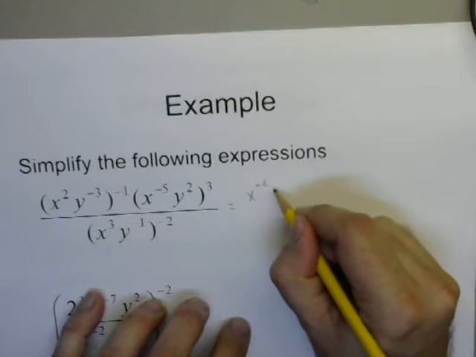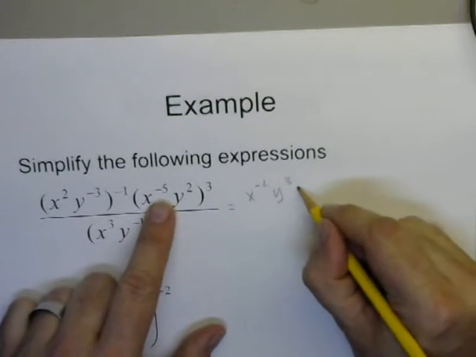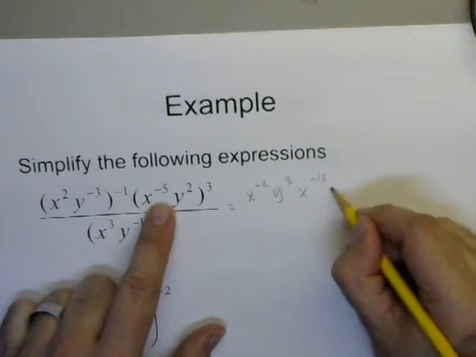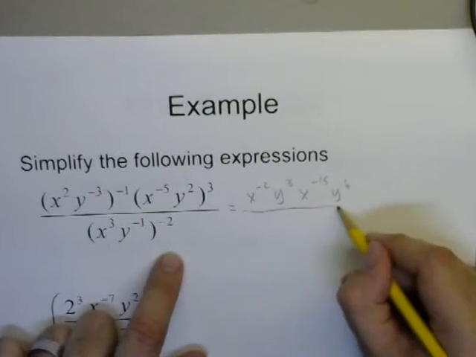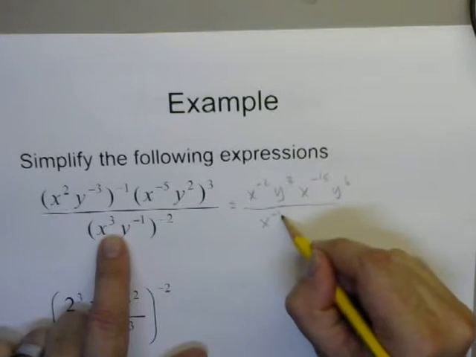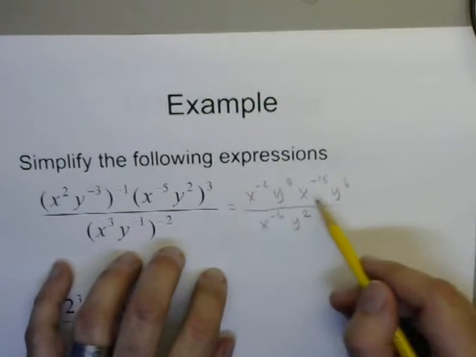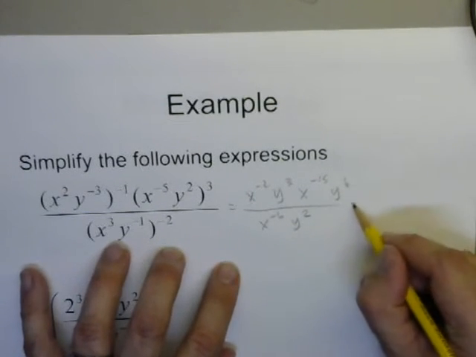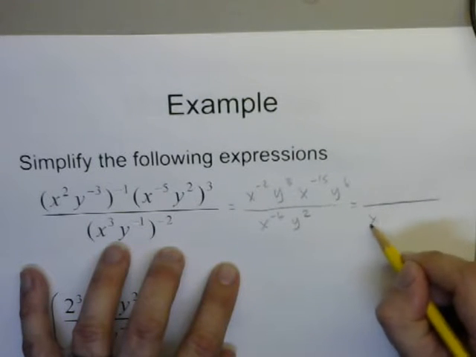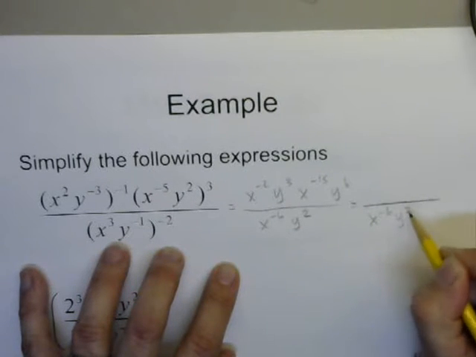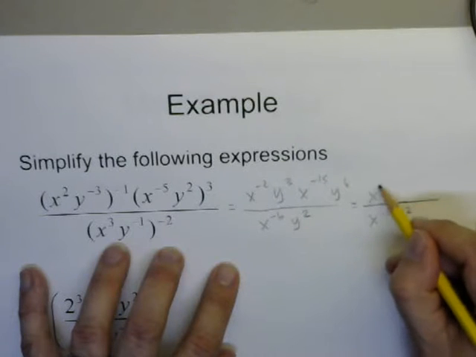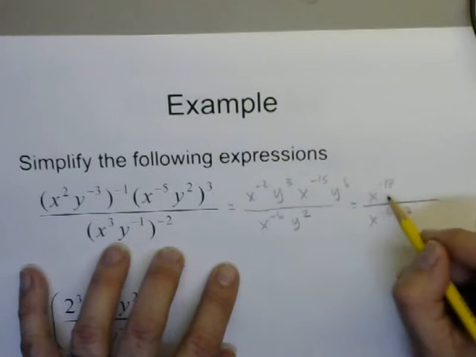So I'll get x to the -2, y to the third. Here I'll get x to the -15, y to the 6th. Here on the bottom I'll get x to the -6, y to the +2. Then my advice would be combine all the stuff on the top and the bottom first. There's really nothing to combine on the bottom, so I'm just going to leave that. And then on the top I'll get x to the -17, and then y to the 9th.